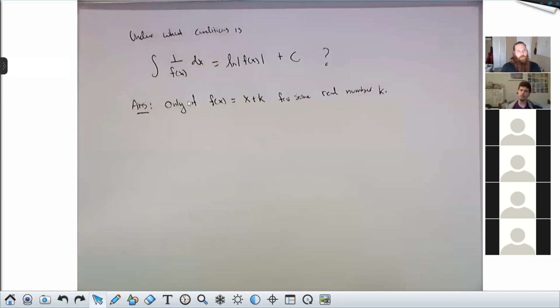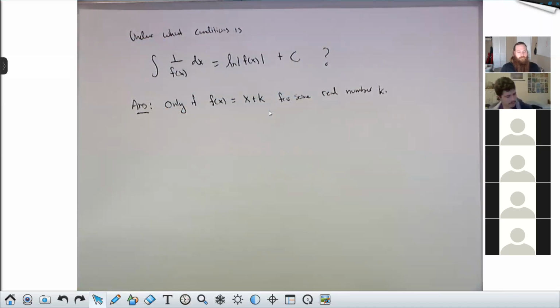So if you have 1 over x plus 3 or 1 over x minus 2, those will always come out to natural logs of the bottom. But if you have 1 over 2x plus 3 or 1 over 5x minus 2, even those don't come out like this. In general, I'll say this really clearly because this is a question I like to put on tests: in general, this is a false statement. This is only true if f is a linear function with slope 1. Anything else doesn't work.